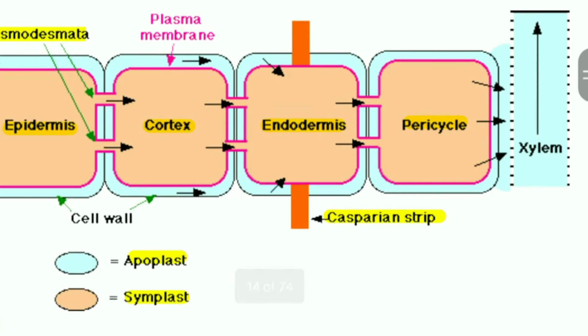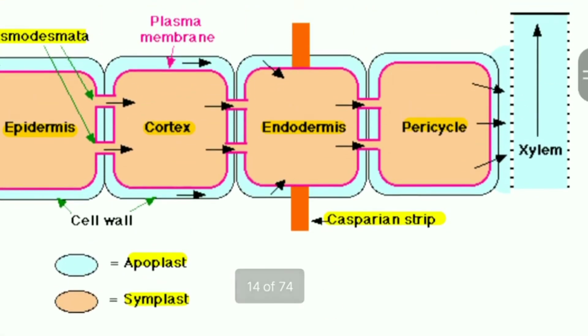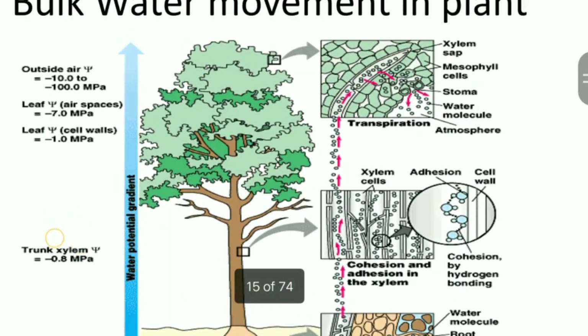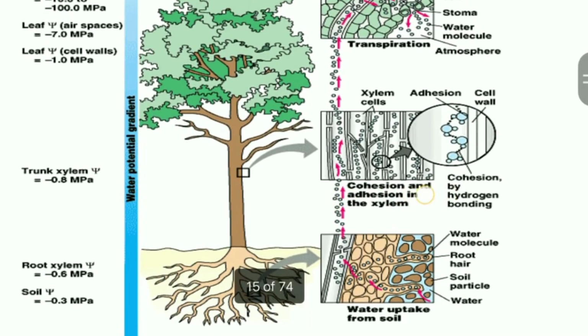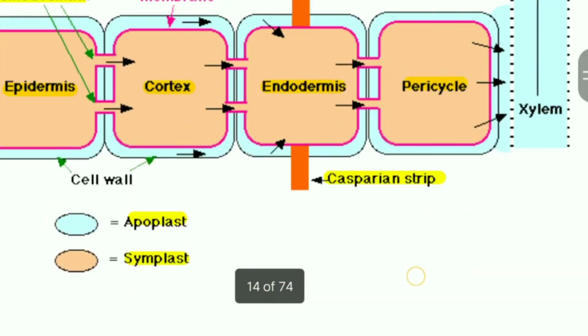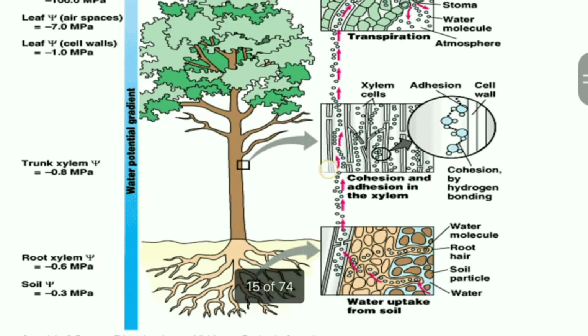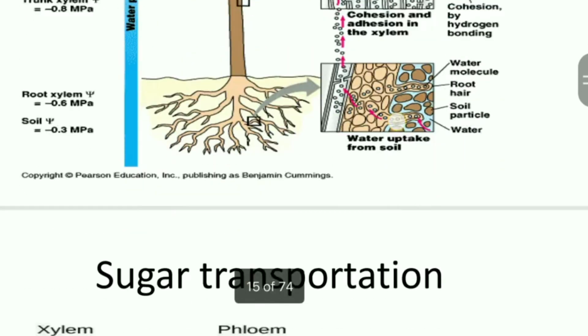The blue colored region is basically the apoplast, and the orangish colored region is the symplast. This pinkish colored region is the plasma membrane, and this is the Casparian strip. Plasmodesmata are the channels through which molecules can travel beyond the semi-permeable membrane. So this is bulk water movement in plants. These are the various layers which we have shown here, and these are xylem cells, etc.